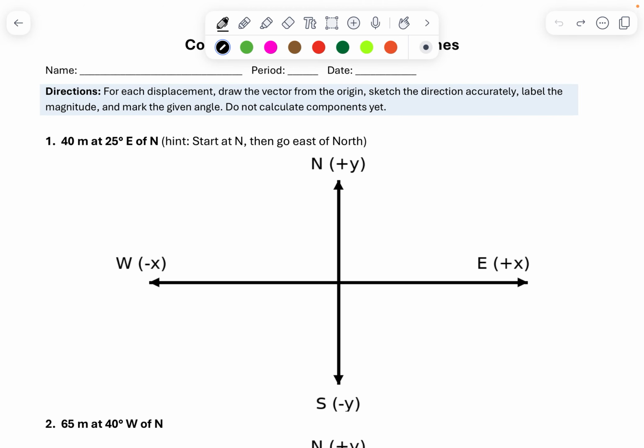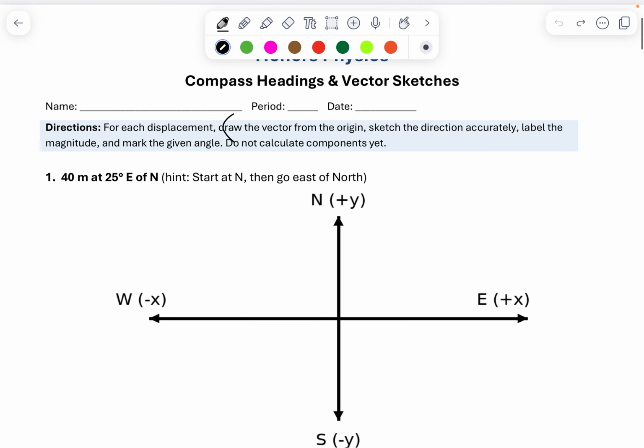I'm going to make a quick video about how to do this to help some of you out, because a few of you asked me for this. So we're looking at compass headings and vector sketches. Really, these are just a way of making sure we are identifying vectors, how long they are, their magnitude, and where they're pointing, their direction.